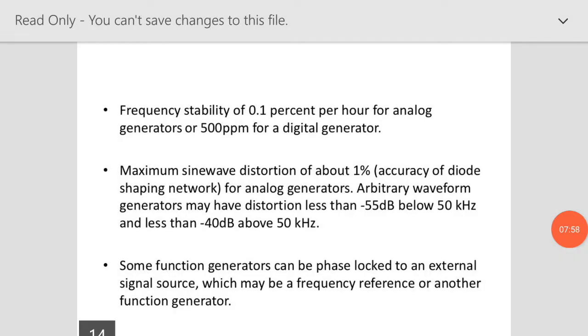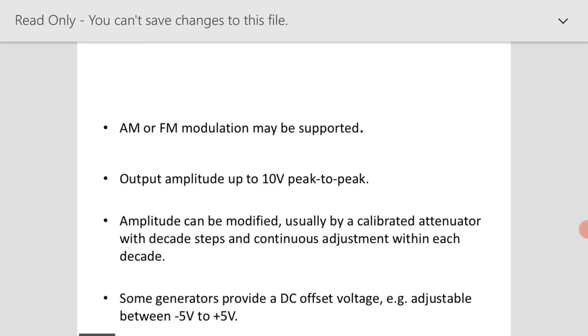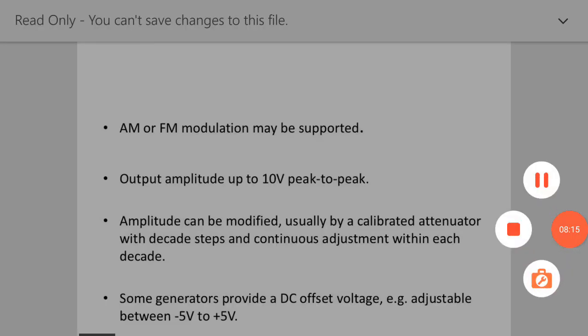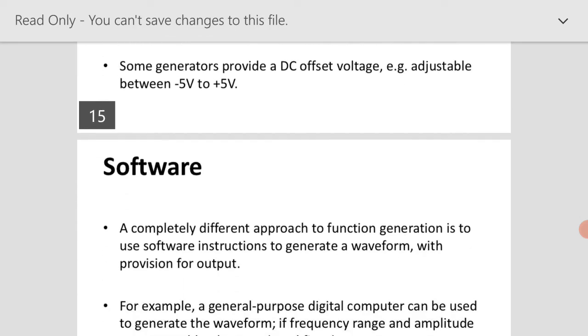Some function generators can be phase locked to an external signal source, which may be a frequency reference or another function generator. AM or FM modulation may be supported. Output amplitude is up to 10 volts peak to peak. Amplitude can usually be modified by a calibrated attenuator with decade steps and continuous adjustment within each decade. Some generators provide a DC offset voltage, for example adjustable between -5 and +5 volts.